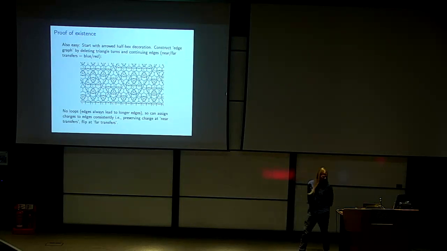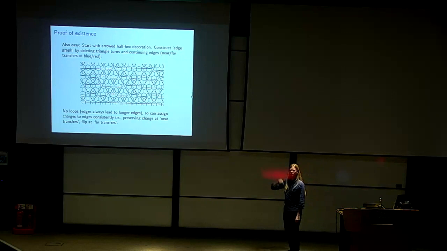I've decorated the parts where I fall off with either blue or red. So the red ones are far offset and the blue ones are near offset. Now there are no loops in this graph, right? Because edges always lead to longer edges. So I can't have a loop, because then I'll be leading to an edge of the same length at some point.